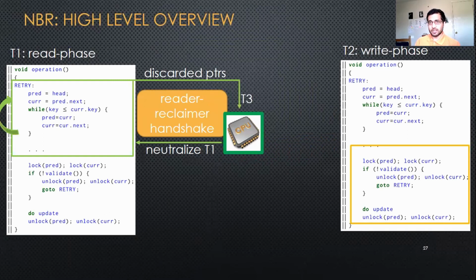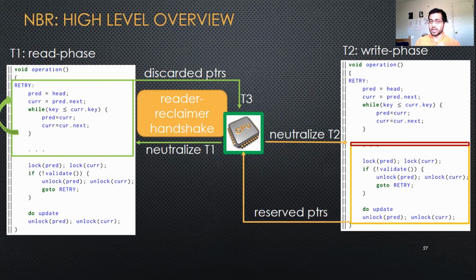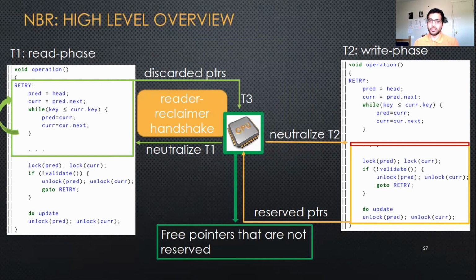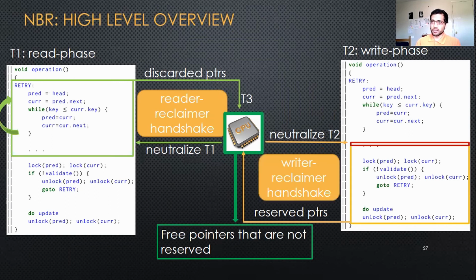Now, T3 then sends a signal to the other thread T2, which is in write phase. When T2 receives this POSIX signal, since it is in write phase, it would have already reserved its pointers. So it will give a guarantee to T3 that even though T2 will not restart, it has the records it needs protected. So T3 in return would guarantee T2 that, all right, even if you do not restart and do not give up your pointers, you have saved them, so I will respect those reservations or protections, and I will skip freeing them, and I'll free other unreserved records. So this is a kind of writer-reclaimer handshake. These two handshakes together help NBR to implement this consensus where the use-after-free hazard is avoided.